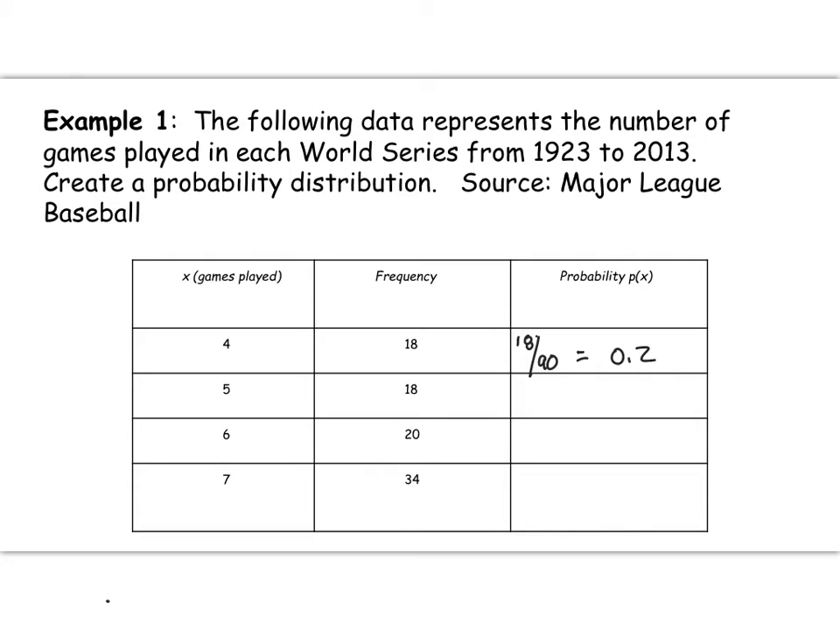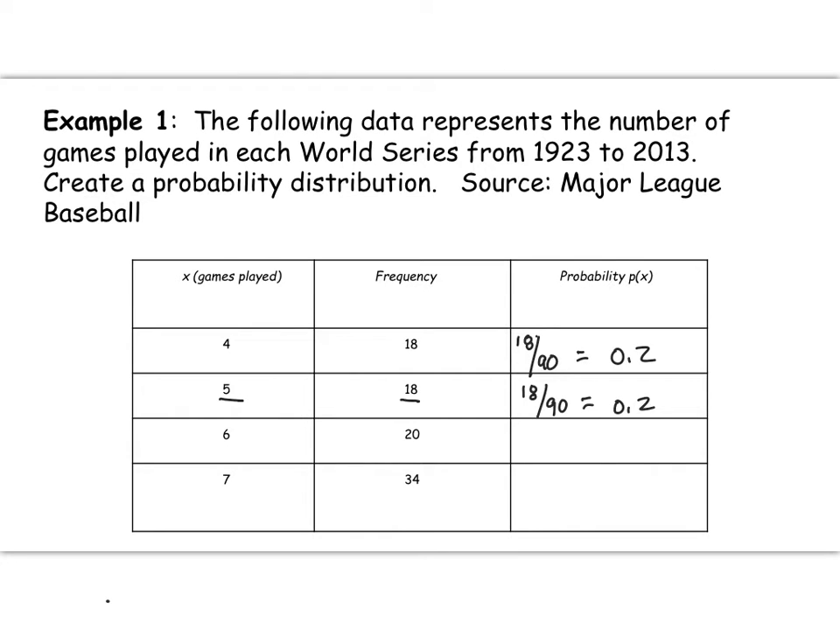The rule for decimals is that you need to keep one more decimal place than you started with. Since I have a frequency of 18, that's a whole number, I want to round to one more decimal place. All right, and then the probability of winning the World Series in 5 games. Well, number of games played is 5 here, happened 18 times, and then the total is 90 games played in the last 90 years. And that is also 0.2.